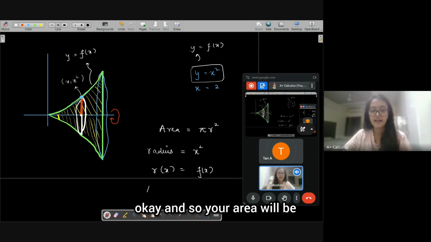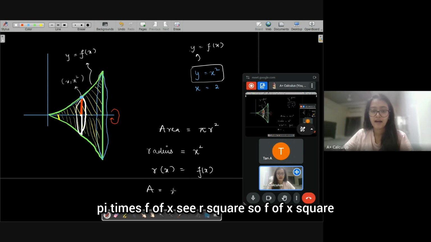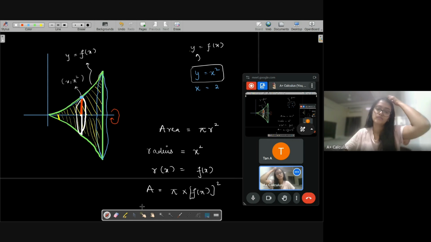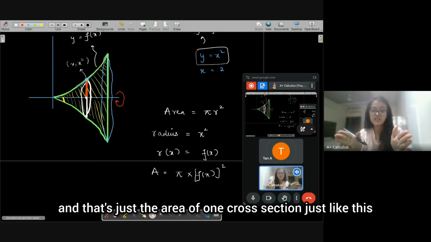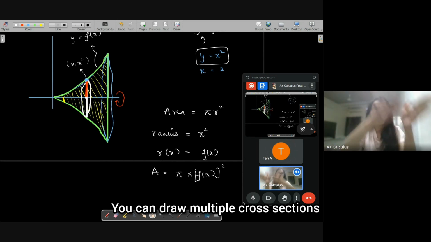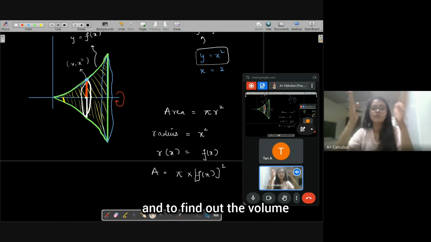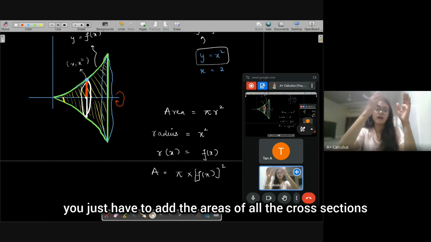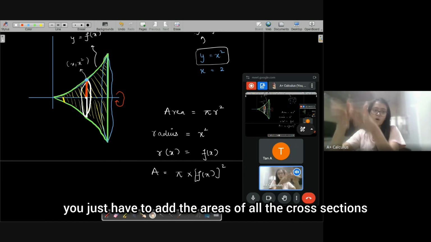And so your area will be pi times f of x, r squared, so f of x squared. And that's just the area of one cross section. Just like this, you can draw multiple cross sections. And to find out the volume, you just have to add the areas of all the cross sections.